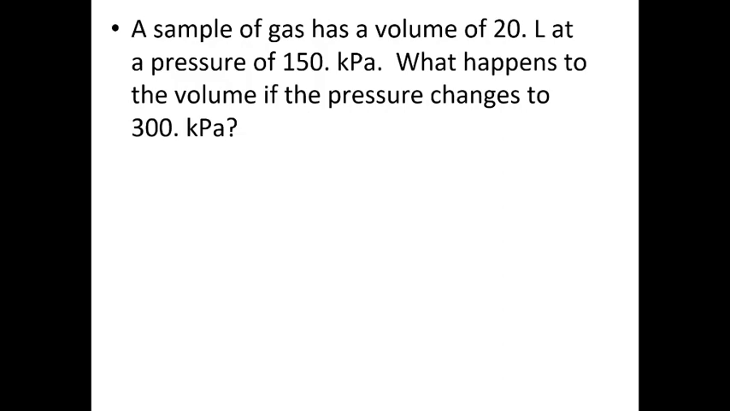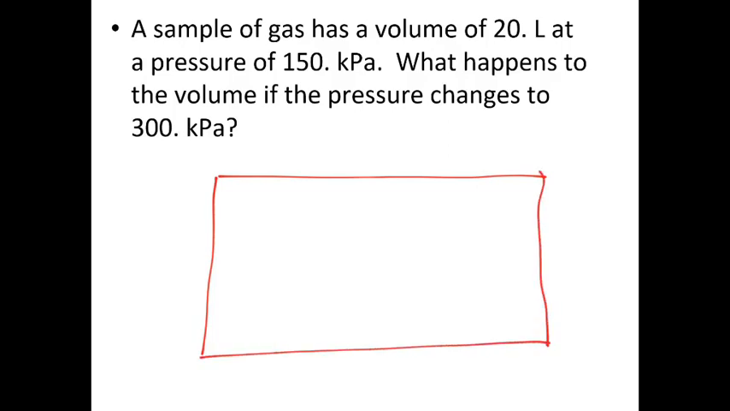This says a sample of gas has a volume of 20 liters at a pressure of 150 kPa. What happens to the volume if the pressure changes to 300 kPa? So for each one of these, we're going to make a table. On the table, I'm going to start off with a big rectangle like that. My headings are going to be P, T, V, and n.